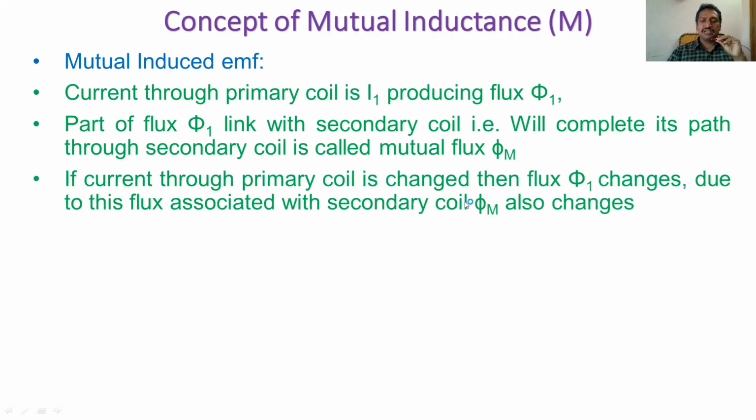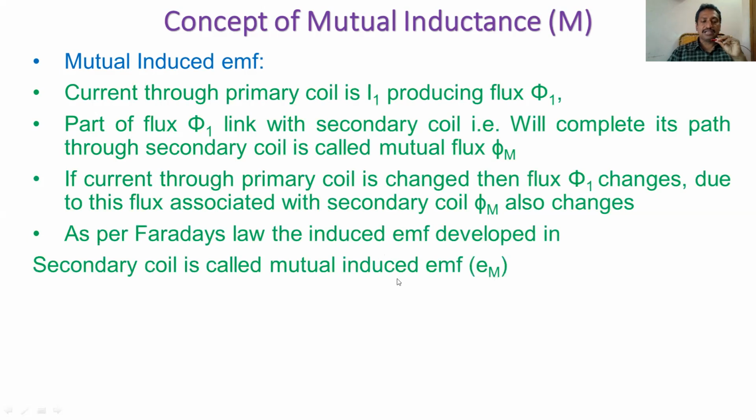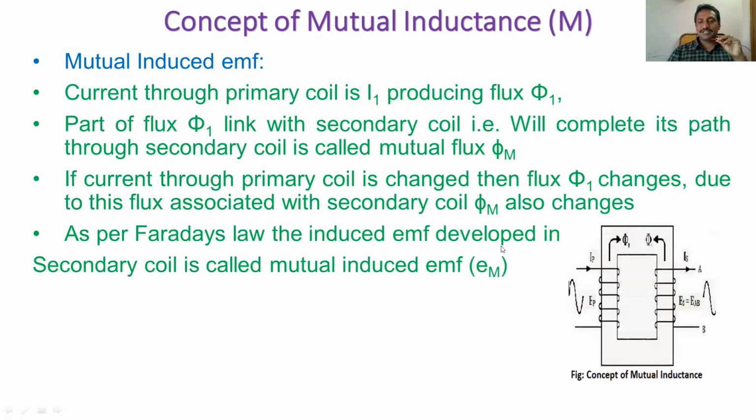If current through the primary coil is changed, then flux φ1 changes, and due to this the flux associated with the secondary coil, φm, also changes. So as per Faraday's law, the induced EMF developed in the secondary coil is called mutual induced EMF. See here, this is the primary, this is the secondary. We are giving the excitation only on the primary, not on the secondary. Even so, when you give the supply on the primary, flux φ1 is produced on the primary, and part of the same flux will link with the secondary.